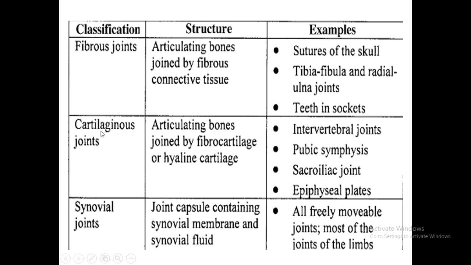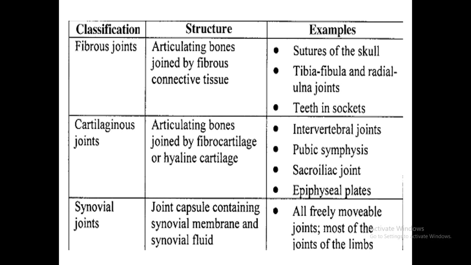Look at cartilaginous joints. Articulating bones joined by fibrocartilage or hyaline cartilage. So the examples where the cartilaginous joints are found are intervertebral joints, pubic symphysis, sacroiliac joints, epiphyseal plates.